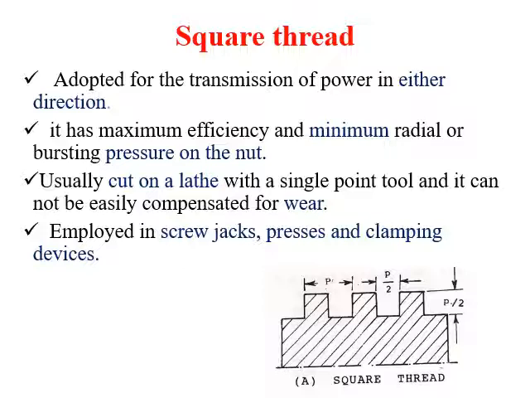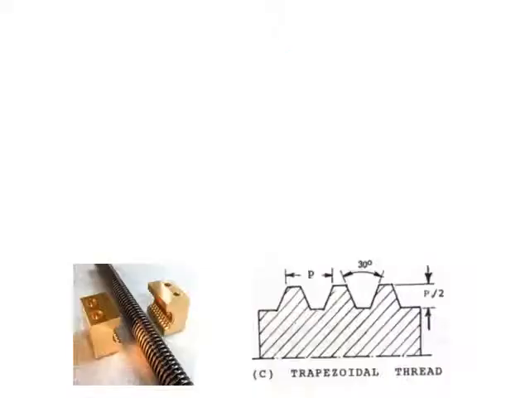You can see here the pitch P, which is the distance from a point on the tooth to the corresponding point on the next one. The gap is P by 2, and the height is also P by 2, which is half of the pitch. That is what you can see in the square thread.